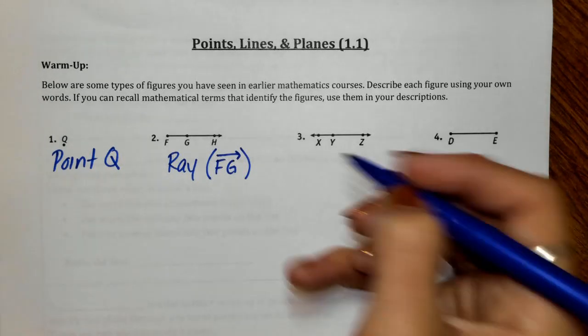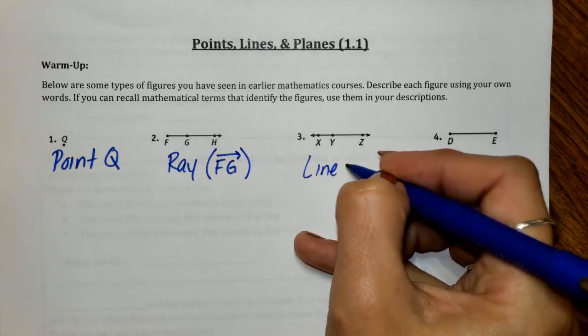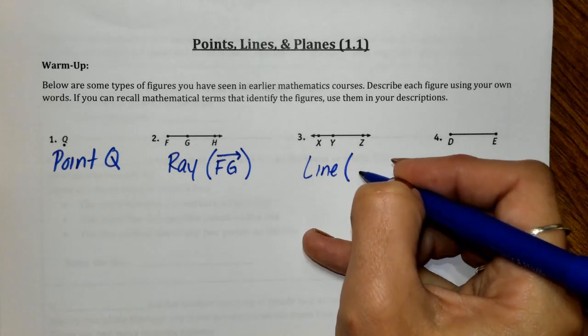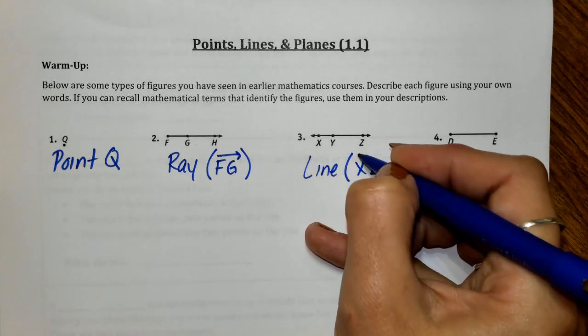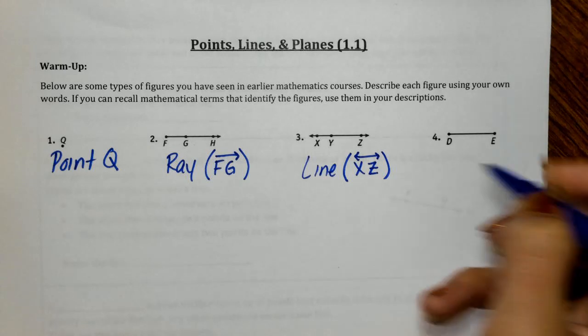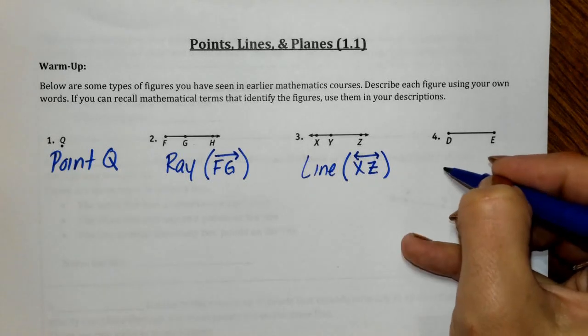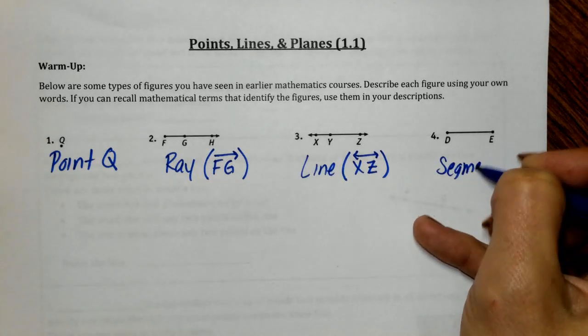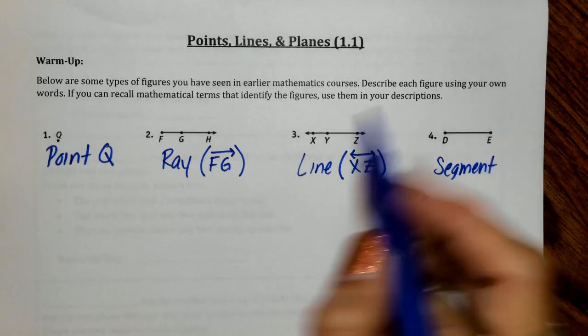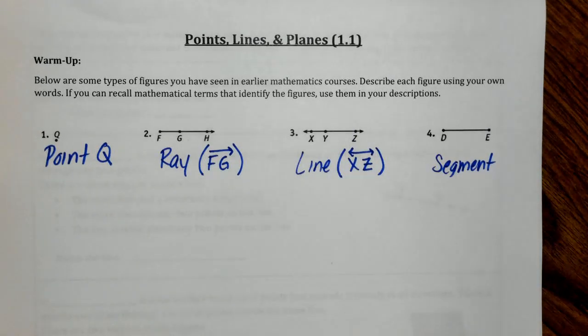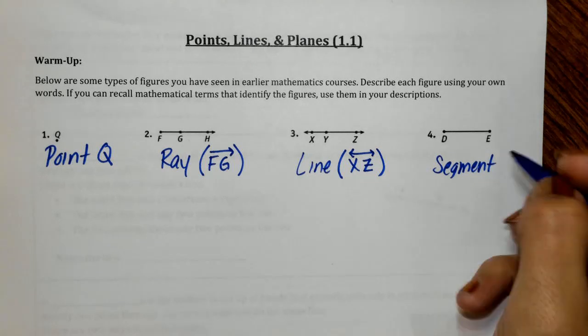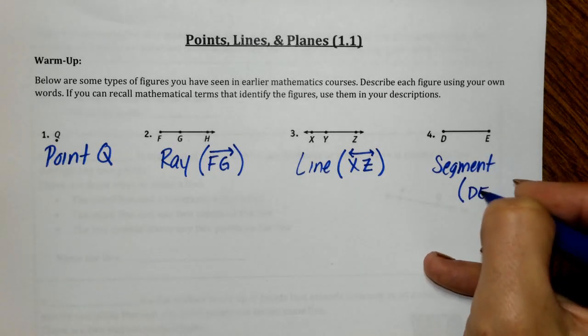Number three is going to be a line, and we'll talk more about different ways that we can name this. One way is going to be line XZ. Number four is actually going to be a segment. A lot of times we think of it as a line, but a line goes on and on forever in both directions. A segment does not. It has endpoints. It starts and it stops. And we can call this segment DE.